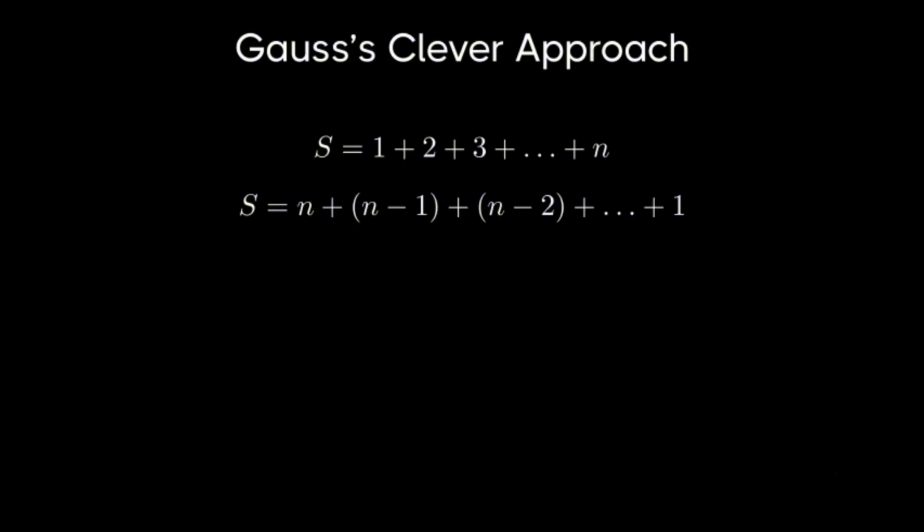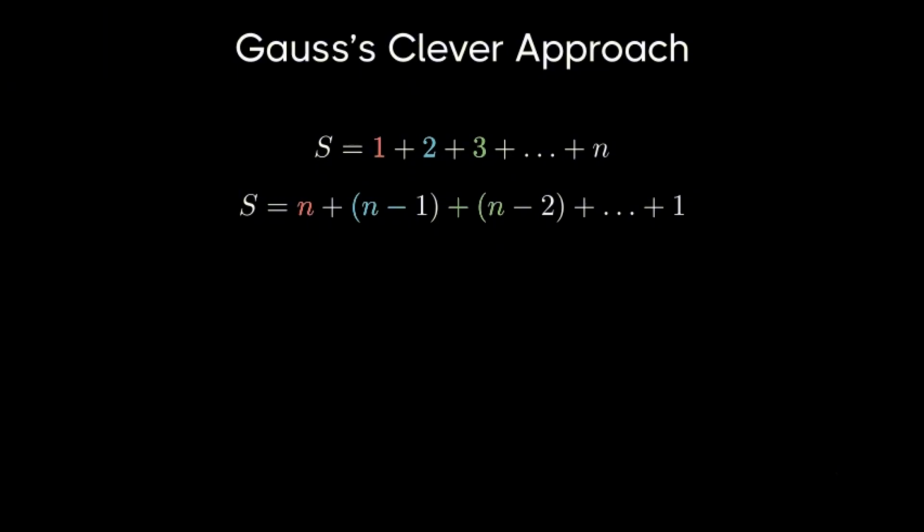Since we're just reordering the terms, this sum equals the original sum. Now comes the clever part. Instead of adding each sum separately, let's look at what happens when we pair corresponding terms from both expressions. Let's take the first term from each sum, 1 from our first sum and n from our second sum. When added together, these give us 1 plus n, which equals n plus 1. Moving to the second terms, we have 2 from the first sum and n minus 1 from the second sum. Adding these together gives us 2 plus n minus 1, which simplifies to n plus 1 again.